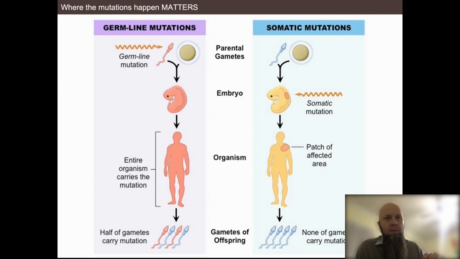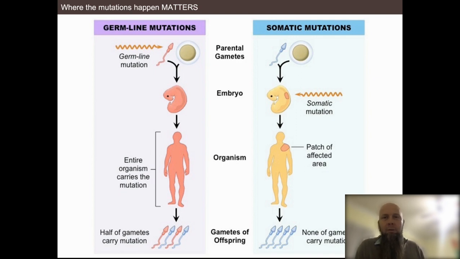Mutations to the gametes change the single copy of a gene that is going to be given to the zygote that is formed, such that the entire organism carries that mutation and will pass it on to the next generation. In this class, we are not interested in somatic mutations.